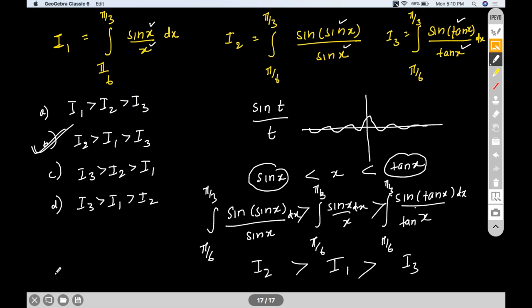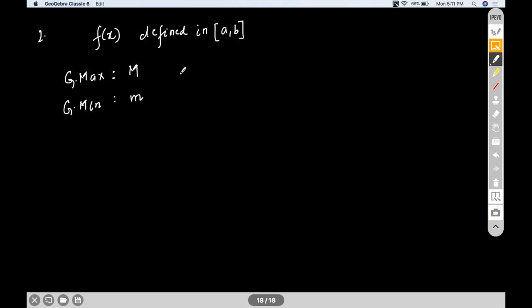Awesome. Great. Moving on to the next property in inequality. Property number 2. If there is a function f of x defined in the interval a to b, and this function f of x has a global maxima of, let's say, capital M and a global minima of small m in this interval a to b, then the property says the integral of f of x will lie between m(b minus a) and capital M(b minus a).